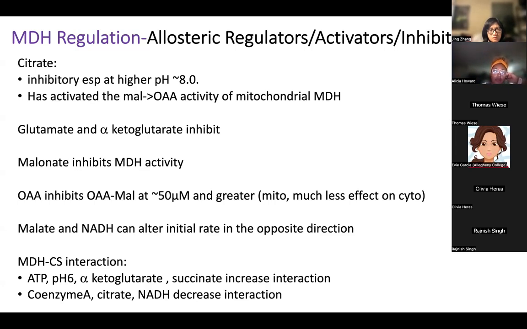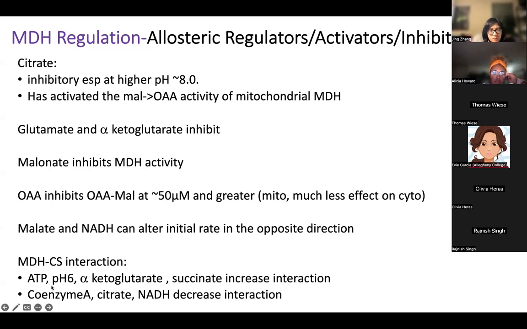Again, some interesting things to look at as to why that might be. Malate and NADH can alter the rate going in the opposite direction. So if you were looking at OAA to malate and add a little bit of malate, you can actually see an inhibition in the low end of the initial rates, looking at some interesting allosteric work there.